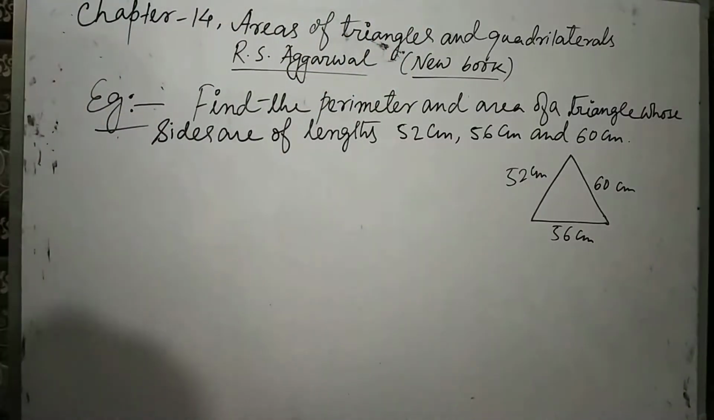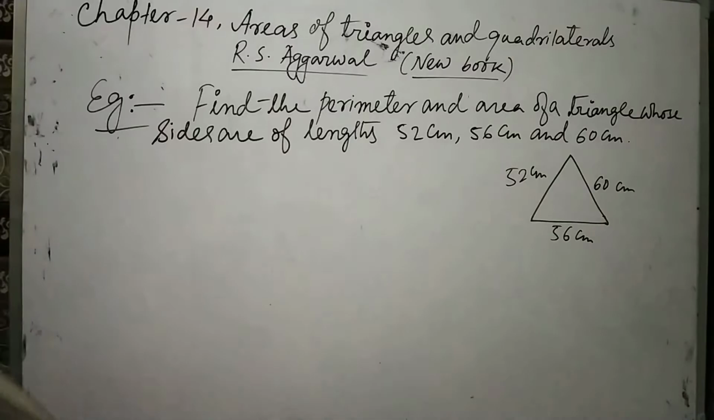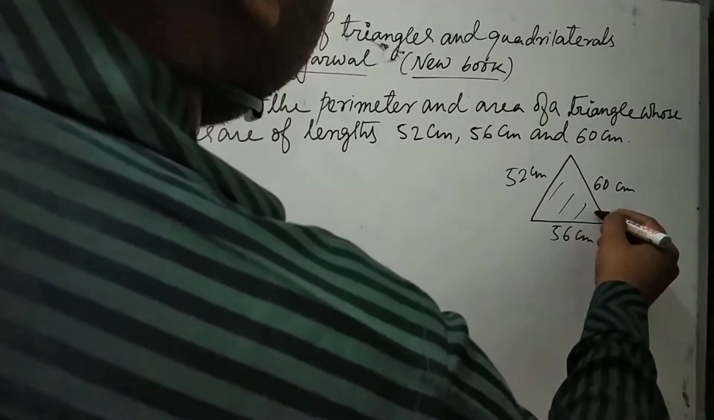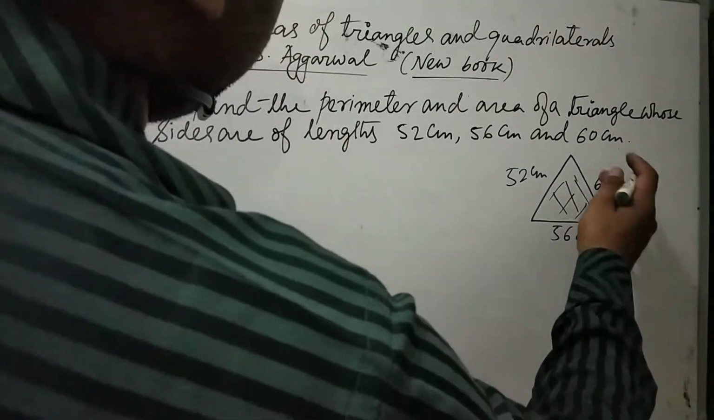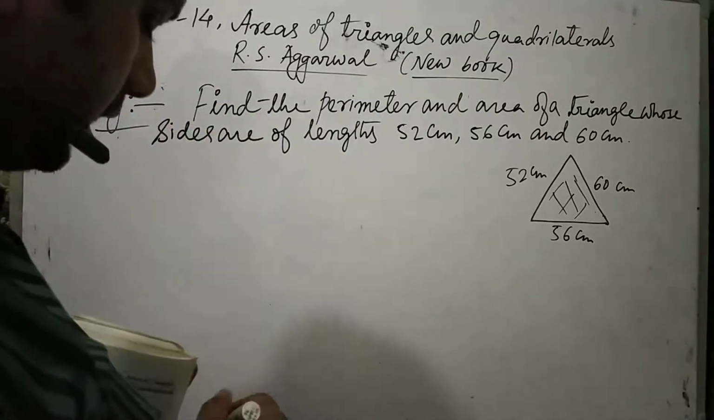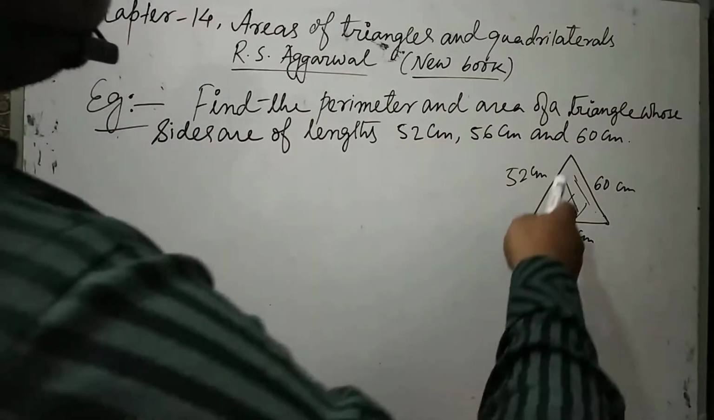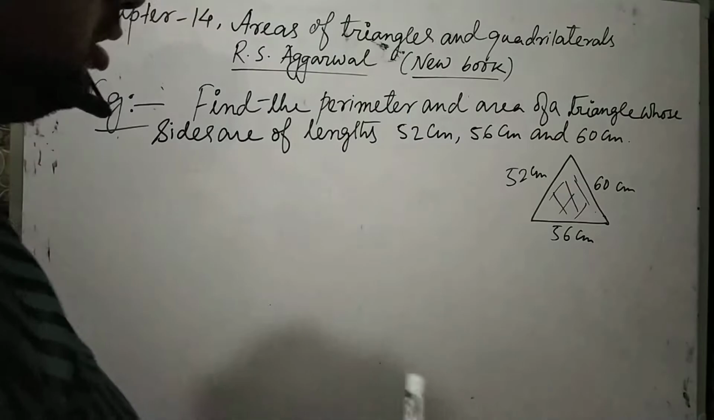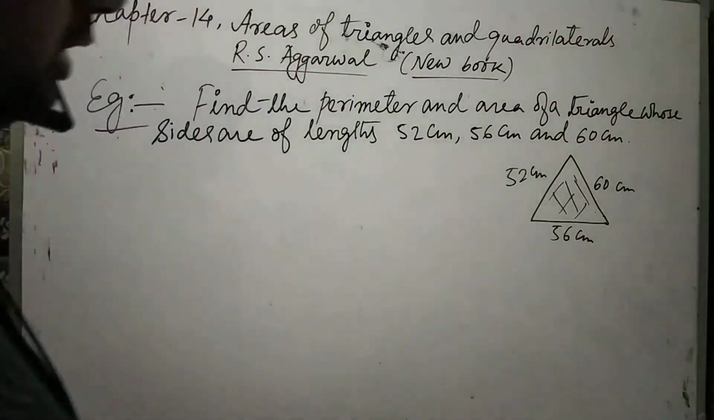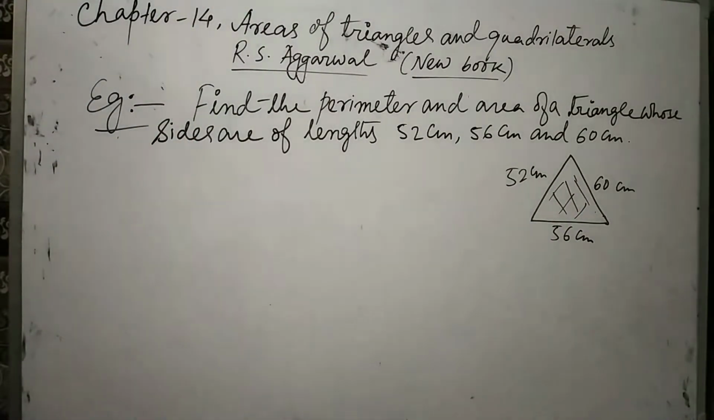Now, what is the area and what is the perimeter? Area of a triangle means the space which is included by the three sides of the triangle. And what is perimeter? The sum of all the three sides, or the boundary of the triangle, is called its perimeter. So first of all, sides are given: 52, 56 and 60.